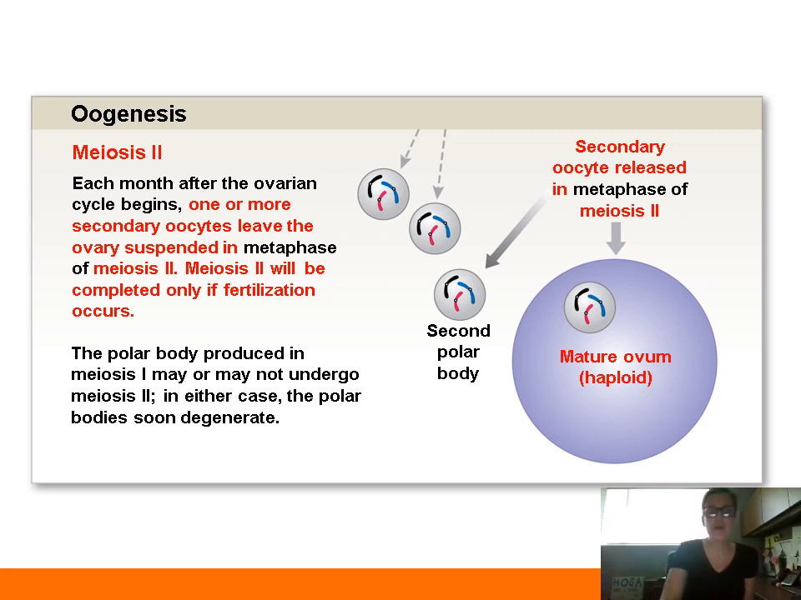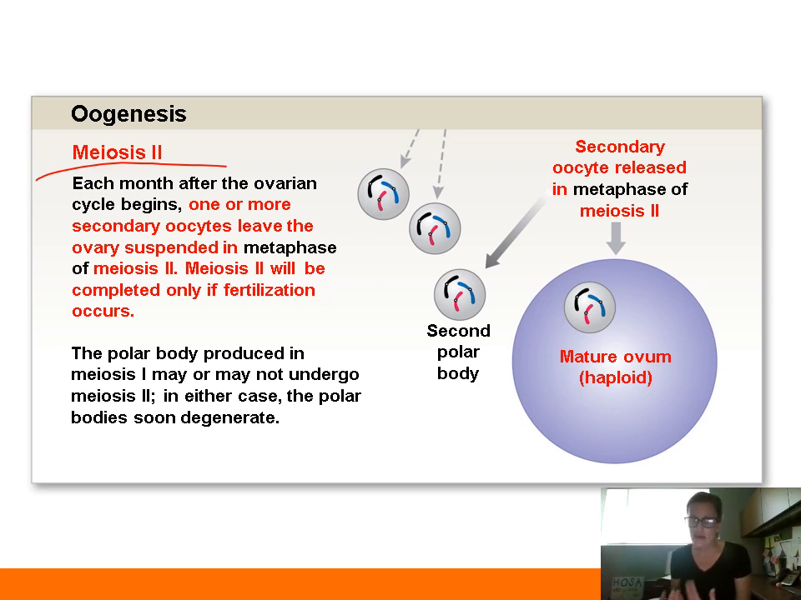The next step is meiosis two, right? This is the second division that occurs in meiosis, because meiosis, cell division in our sex cells, involves two cell divisions, right? Two splittings of cells. Meiosis one just happened, that gave us our secondary oocyte.